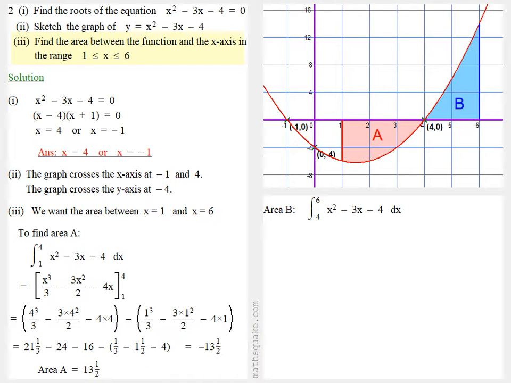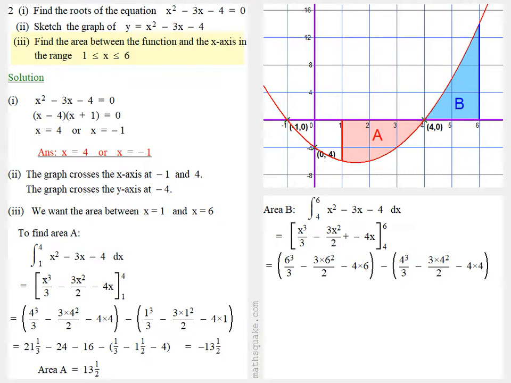Now to work out the area B, we integrate the same function, but this time between 4 and 6. So the integral is the same between 4 and 6, and we simply substitute in 6 and 4. So we get 6 cubed over 3 minus 3 times 6 squared over 2 minus 4 times 6. Take away 4 cubed over 3 minus 3 times 4 squared over 2 minus 4 times 4.